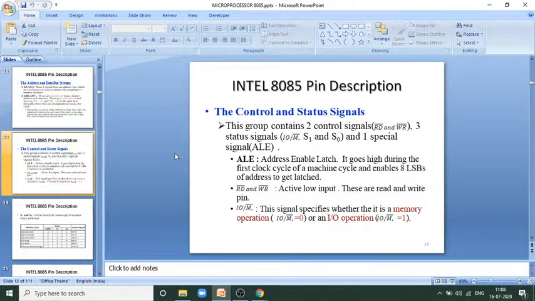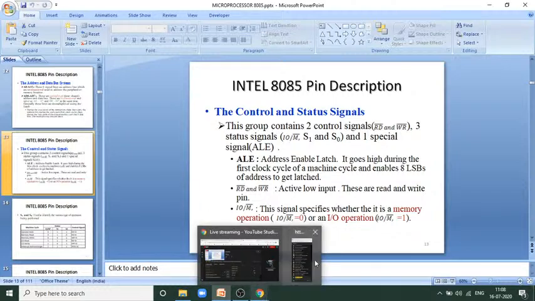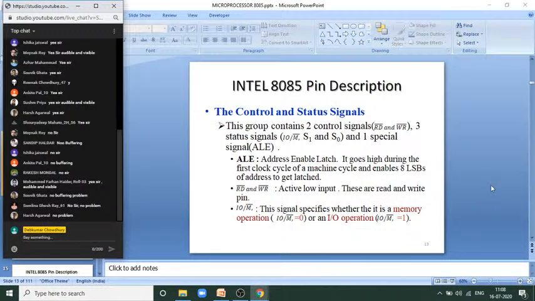After address bus and data bus, our next point of discussion is control and status signal. We have two control signals, RD bar and WR bar. RD bar and WR bar are both active low control signals, because there is a bar over them.